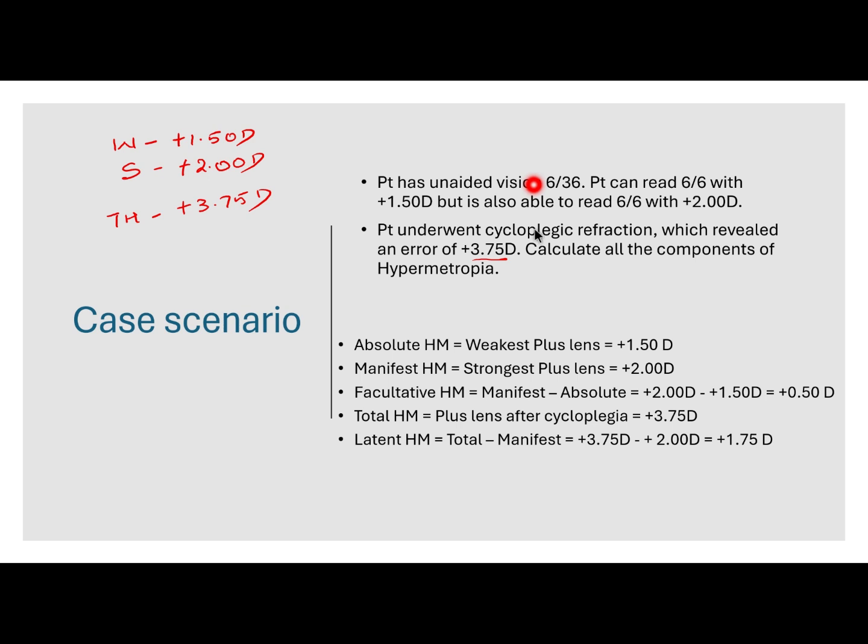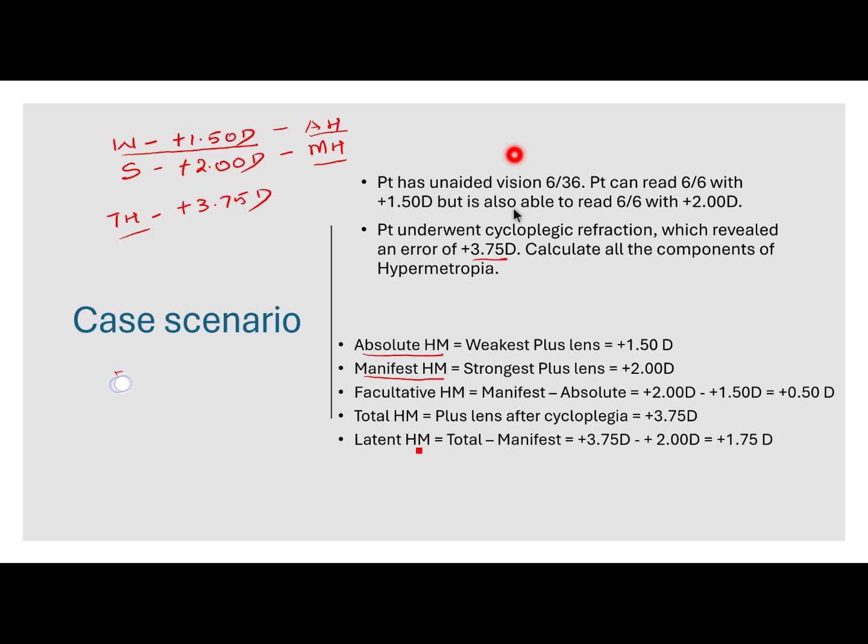Now what did we learn? The weakest power lens without cycloplegia with which a patient sees 6/6 is nothing but absolute hypermetropia. So this is our absolute hypermetropia. And again, we also read that the strongest plus lens with which a patient sees 6/6 is manifest hypermetropia. So this is our manifest hypermetropia. So we have total hypermetropia, manifest hypermetropia, and absolute hypermetropia. And we saw that deducting the weakest power from the strongest power will give us the facultative.